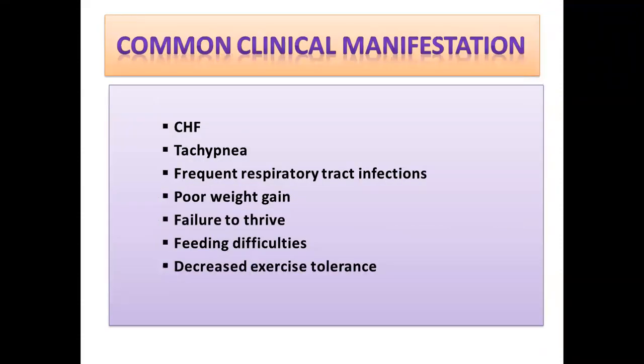Moving on to the common clinical manifestations. Taking all of these together, the common manifestation is congestive heart failure, which is common to all the defects. If the heart fails to function properly, there is tachypnea, frequent respiratory tract infections, poor weight gain, failure to thrive, feeding difficulties, and decreased exercise tolerance. These are all factors related to oxygen as well as cardiac output. So the functioning of the respiratory system as well as the cardiovascular system is overloaded due to the defect.